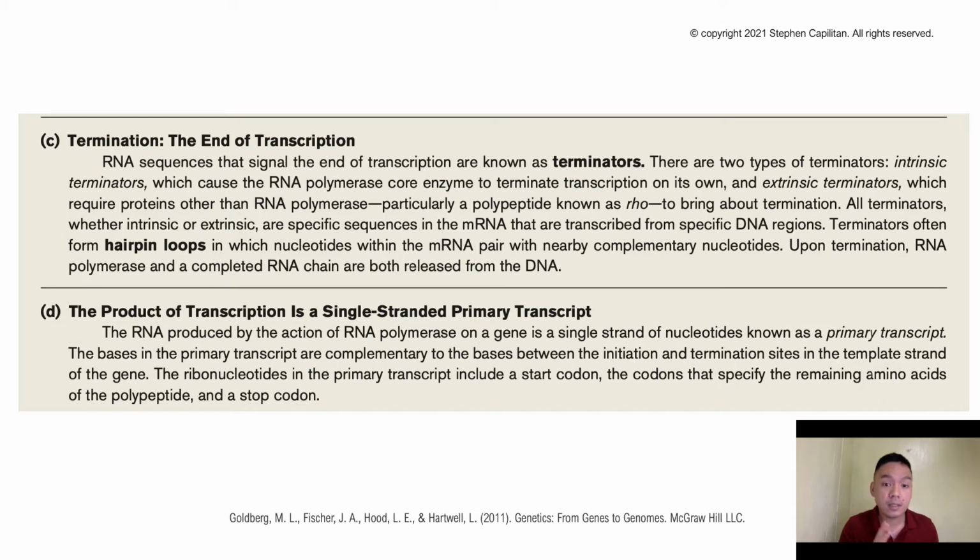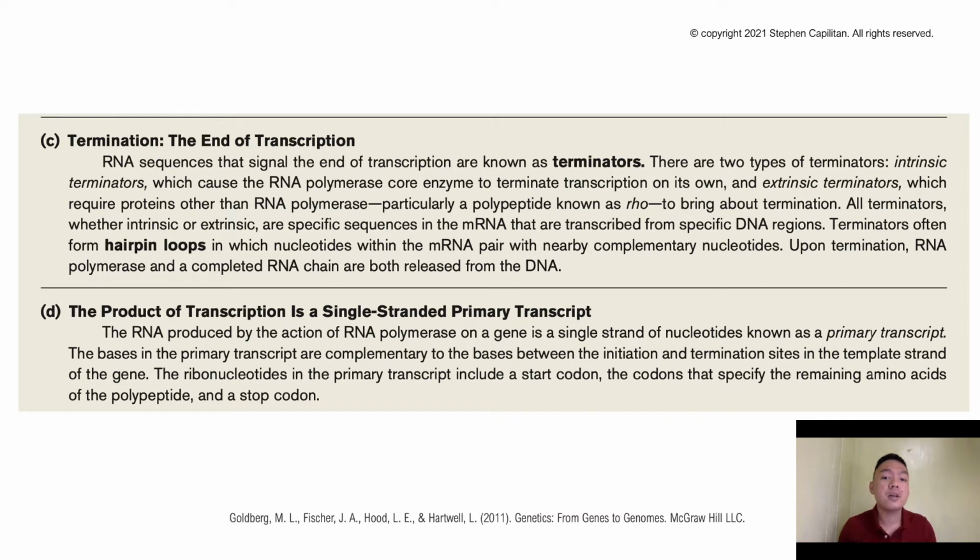So let's talk about termination. Termination is the end of transcription. RNA sequences that signal the end of transcription are what we call terminators. There are two types of terminators. We have intrinsic terminators, which cause the RNA polymerase core enzyme to terminate transcription on its own. So it's more likely to have a committed RNA polymerase to stop the transcription. The other one is extrinsic terminators, which however require proteins other than RNA polymerase, and they require a polypeptide known as Rho, which will bring about termination.